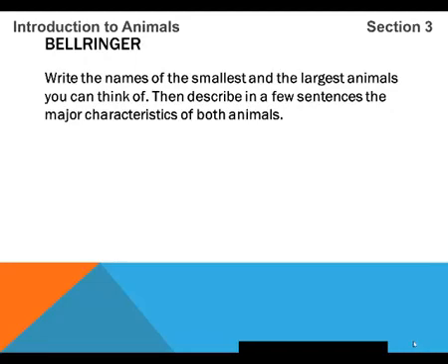So your bell ringer. Write the names of the smallest and the largest animals that you can think of. Then describe in a few sentences the major characteristics of both animals. So for example, maybe you choose a whale being the largest and a mouse being the smallest.